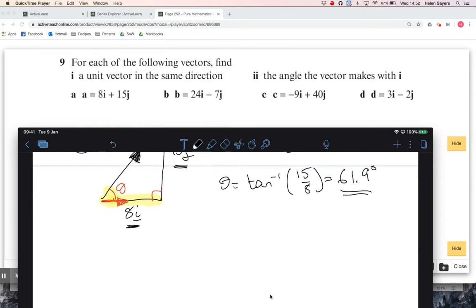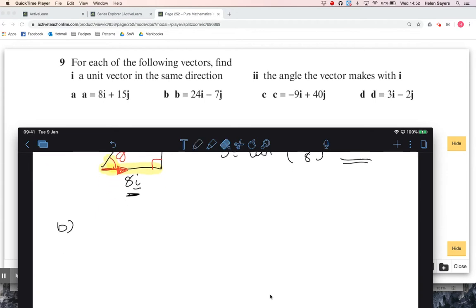Okay, yeah, so for these it might be worth doing a quick sketch, just because it only takes like 5 seconds and it just shows you whether it's above or below. So vector B is going 24 right and 7 down because it's minus 7j. Okay, so still Pythagoras, so there's vector B.